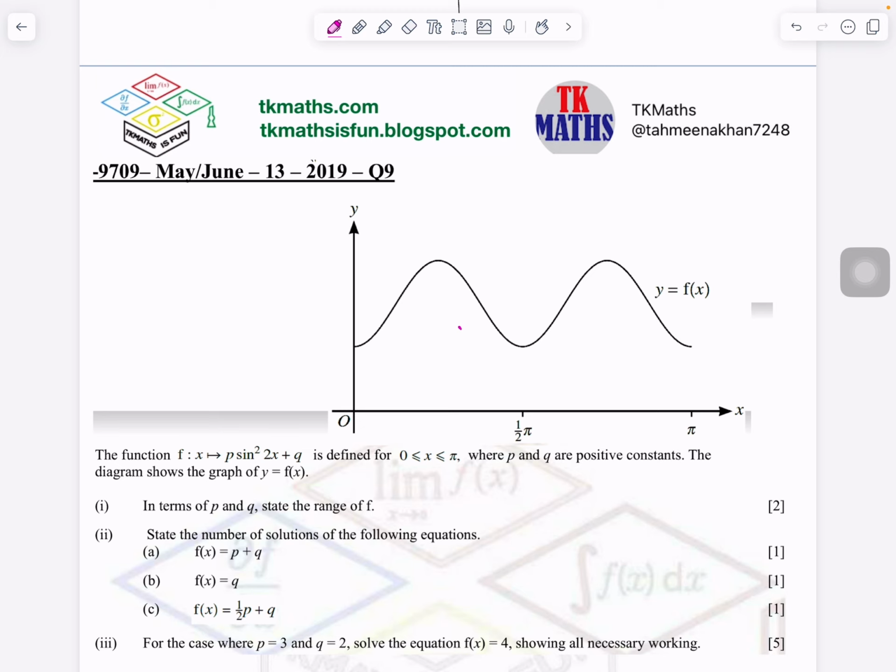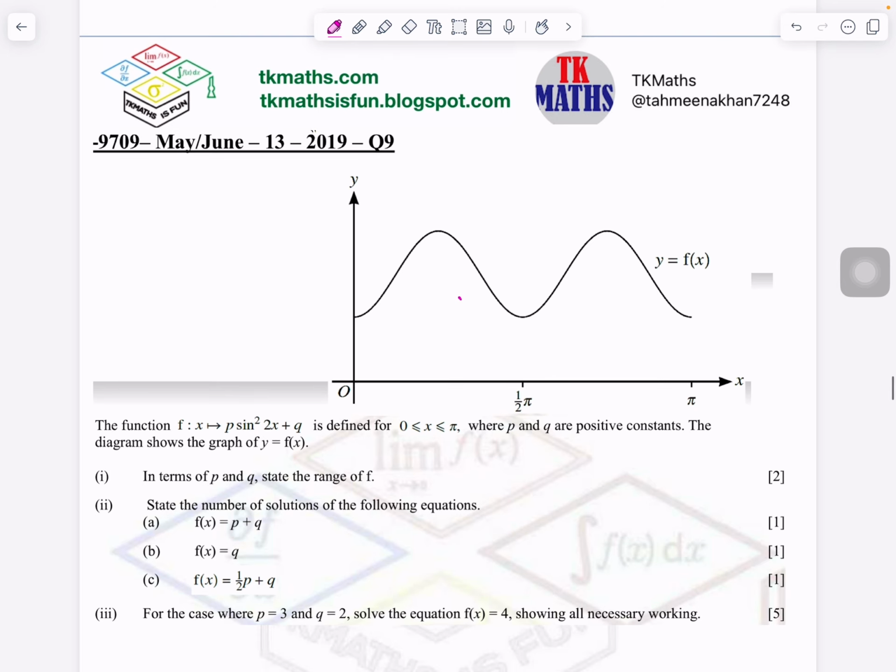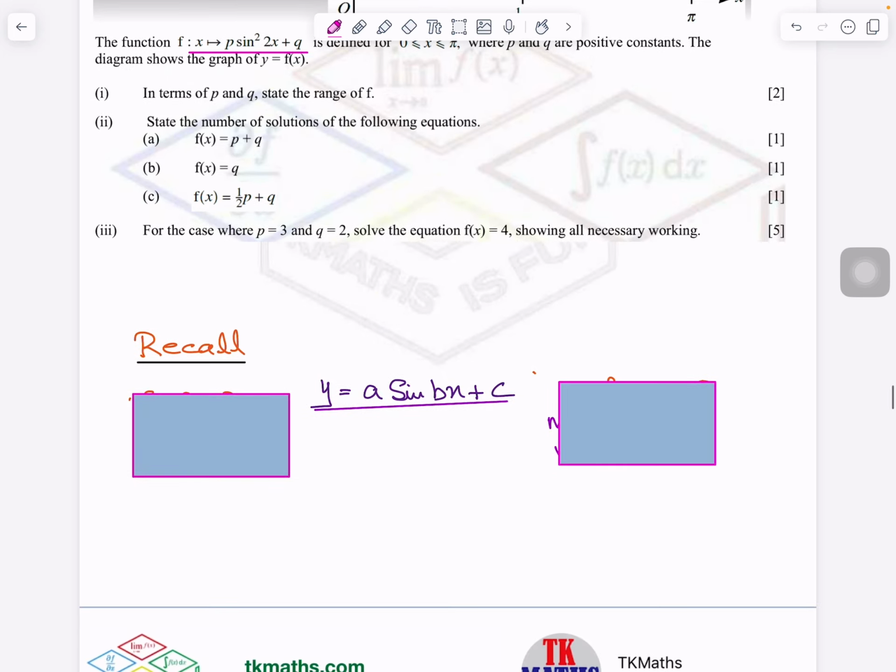In today's video, we will continue studying trigonometry sketches in the context of A-level mathematics. So here is a question. In this video, I'm explaining only one question, and it's not only about solving this question, but at the same time, revising the concepts. So this sketch, according to the question, is of p sin²x 2x plus q, right? Now it means it is a sine sketch, but in the context of sine square. So let's revise a concept a bit and then we will start.